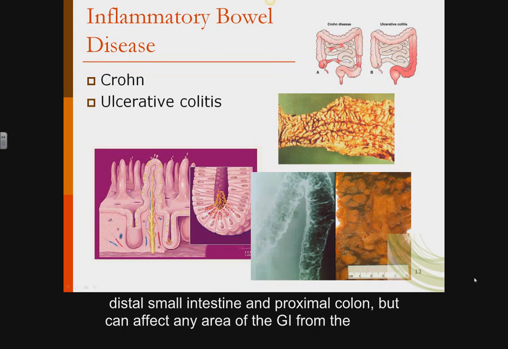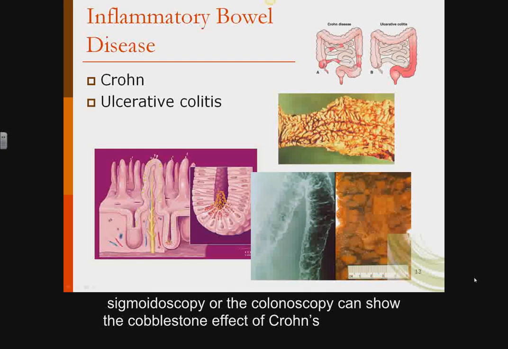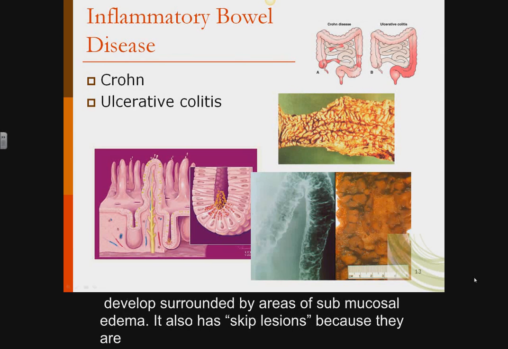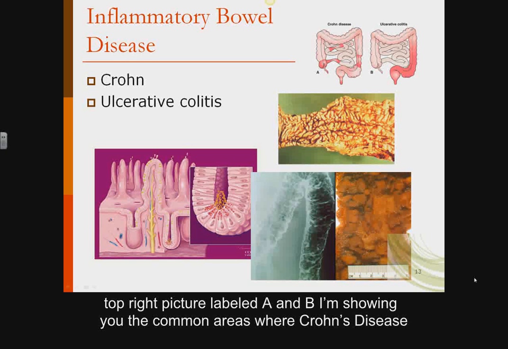Crohn's disease most commonly affects the distal small intestine and proximal colon, but can affect any area of the GI tract from the esophagus to the anus, whereas ulcerative colitis is confined to the colon and rectum. The sigmoidoscopy or the colonoscopy can show the cobblestone effect that we typically see in Crohn's disease, and this cobblestone effect results from the fissures and crevices that develop surrounded by areas of submucosal edema. It also has, quote, skip lesions because they are interspersed between what appears as normal segments of the bowel.